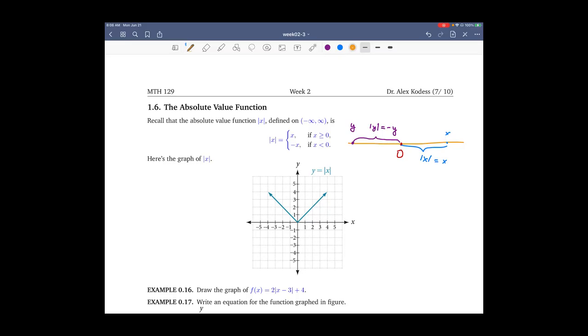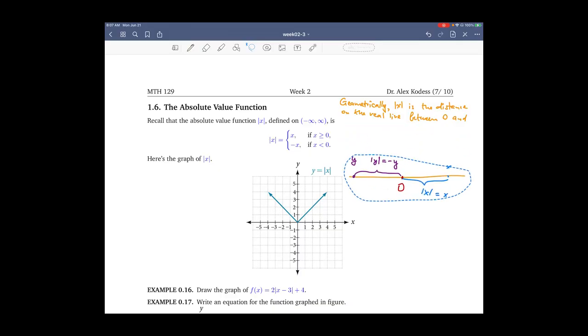So again, geometrically, absolute value of x is the distance on the real line between 0 and the point which corresponds to x.